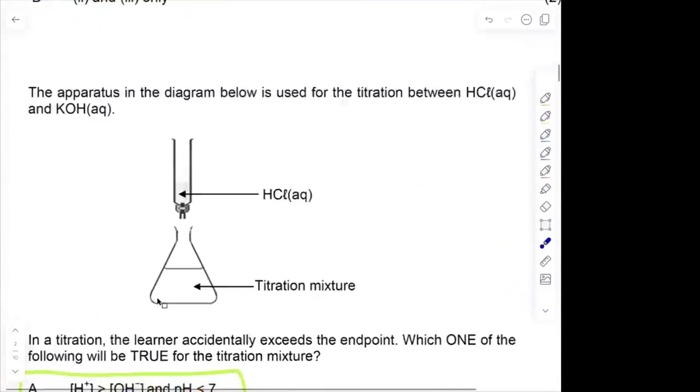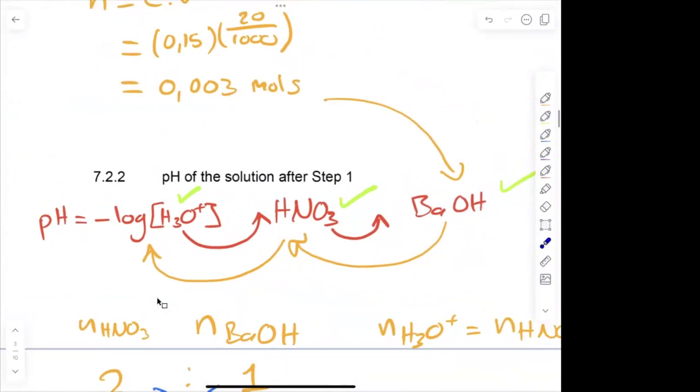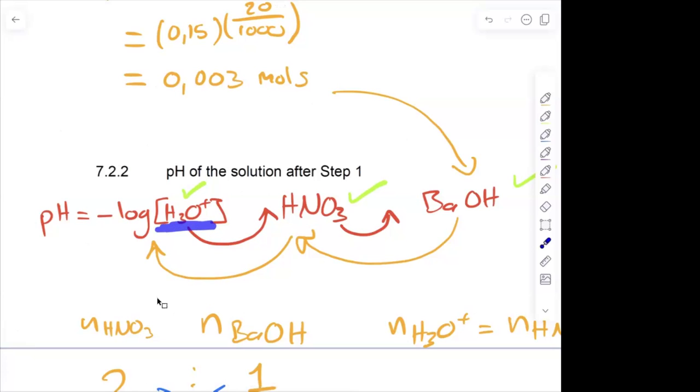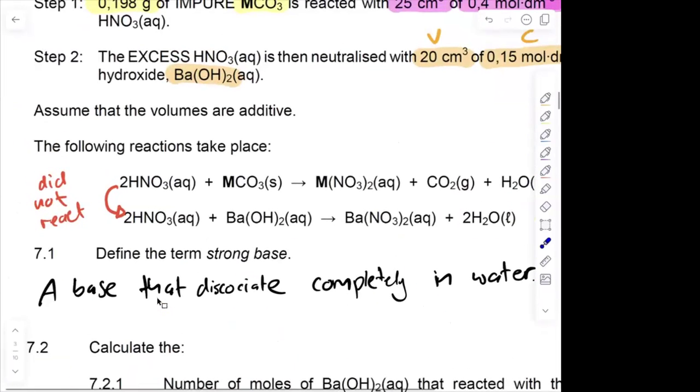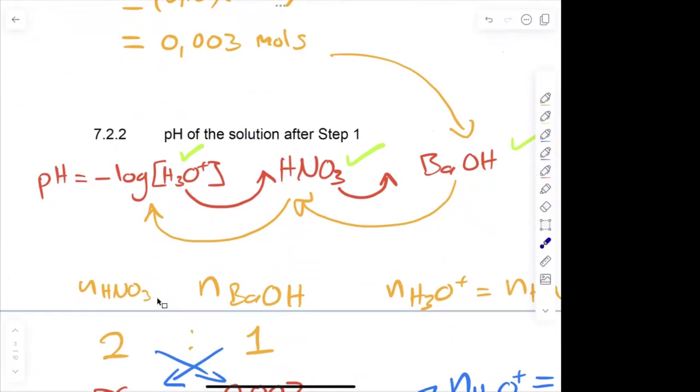So if I come back to my question, we say we need our pH. That pH requires the concentration of H3O+. I don't have the concentration of H3O+, but what I can do is go find my acid, because my acid is the thing that creates the H3O+ in water. So to find my acid, at the end of step 1, beginning of step 2, this HNO3 is what I'm looking for. If I can find the concentration of HNO3 or number of moles of HNO3, that will really help me in that process as well.